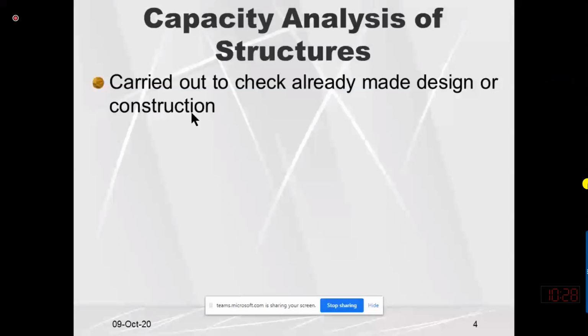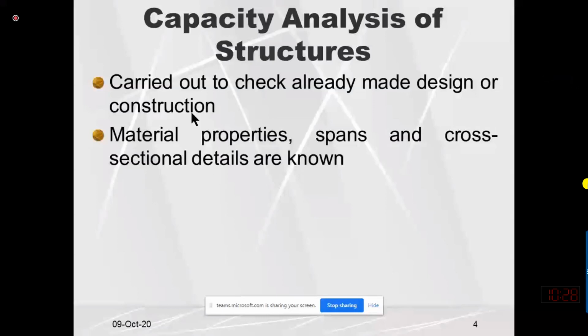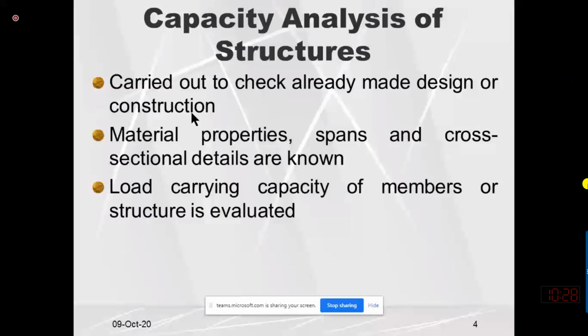We have to either strengthen it or we have to reduce the applied load. So actually, capacity is always more than the design value. So material properties, spans and cross-section details are given. Load carrying capacity of members or structure is evaluated.